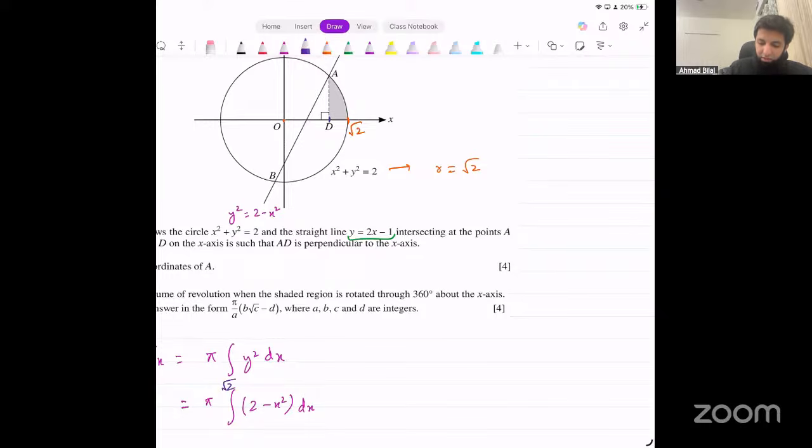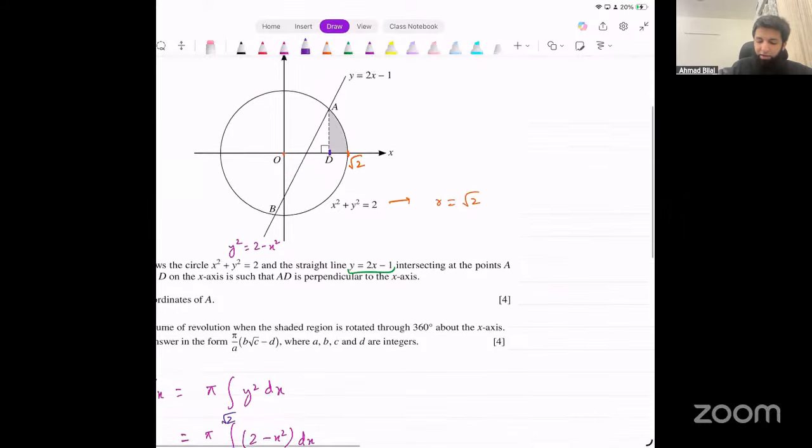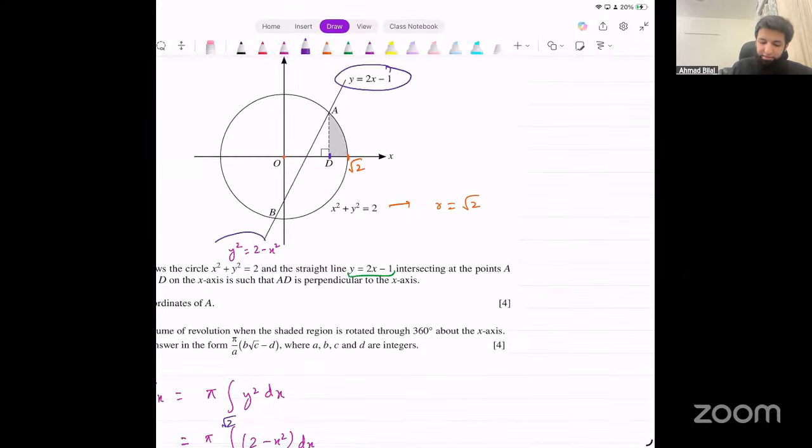What about the lower limit? That will be the point where this line intersects the circle. You would have found that in the first part already. In the first part, they made you find the coordinates of A. How would you find them? You just input y equals 2x minus 1 inside this function. So y squared is equal to 2 minus x squared, that's what the equation was, right? You input this in this, you get 2x minus 1 whole squared equals 2 minus x squared.